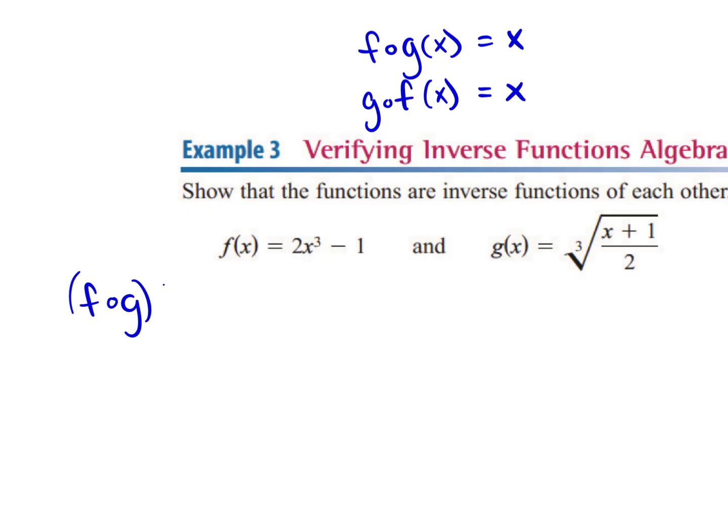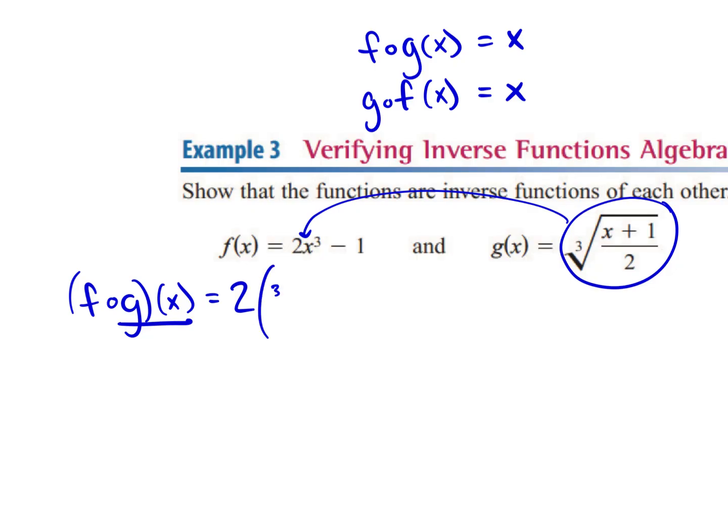For f of g of x, what's on the inside? g of x is going to be on the inside, so I'm going to take my function for g of x, put it inside the x in f of x. So we have 2 times the cubed root of x plus 1 over 2, cubed, minus 1. Now remember, our goal is to see if this can simplify to just x.